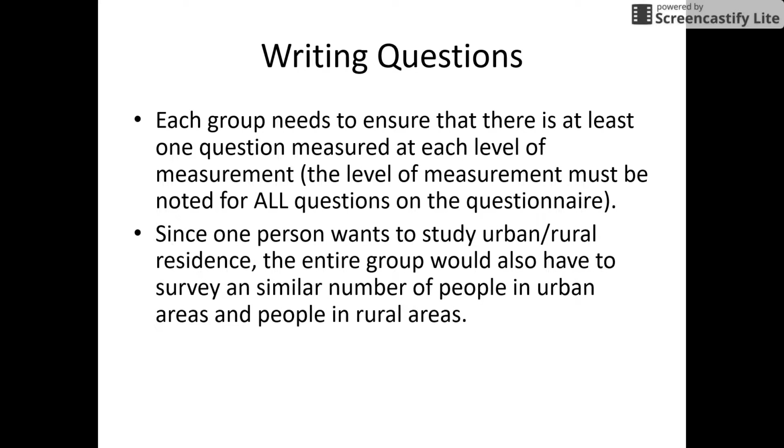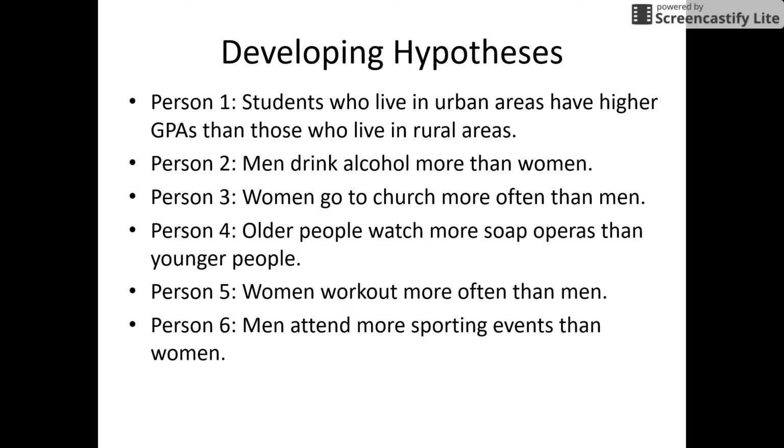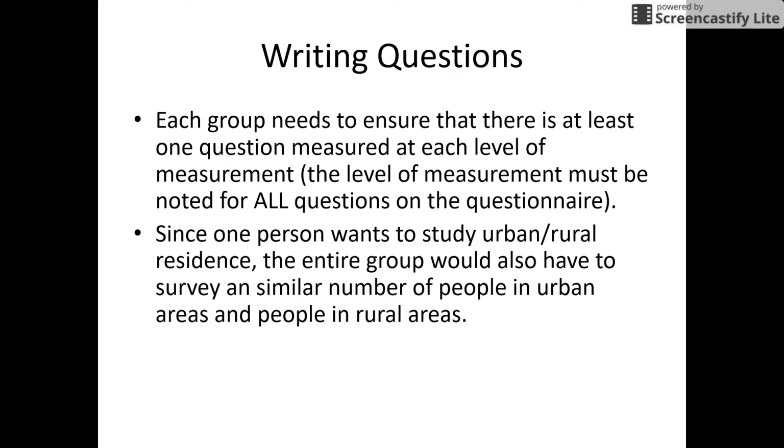Make sure that all questions are measured at least 1 question at the nominal, 1 ordinal, 1 interval, and ratio level. That is further explained in the slides you'll see in this section as well. Now realize though that for this hypothesis here, number 1, you're dealing with where you live, urban, rural, but also students. If someone wants to study urban, rural, then for the group as a whole, you need a similar amount of urban and rural residents, because you couldn't have, say, 2 urban and 58 rural. That just wouldn't make sense. You need a similar number.